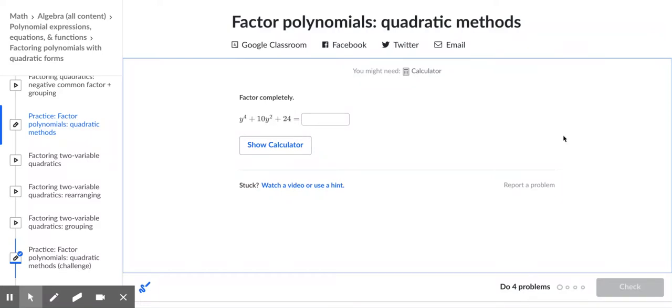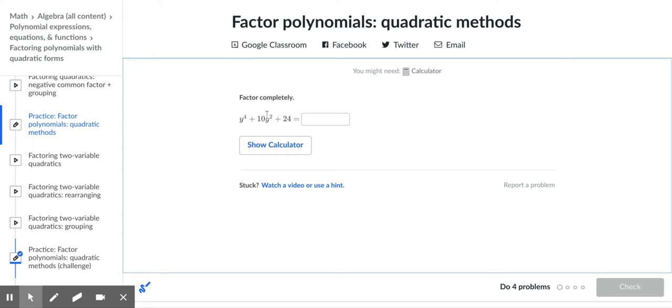Hey guys, in this video we're going to talk about quadratic methods. So we're still talking about factoring, but now we're talking about factoring higher order polynomials. So instead of having just a quadratic, which is polynomial degree 2, we're going to be talking about factoring higher order. So in this case, this is quartic, right? Degree 4.